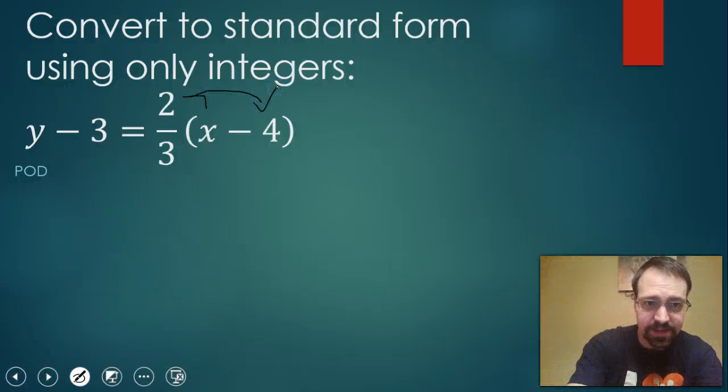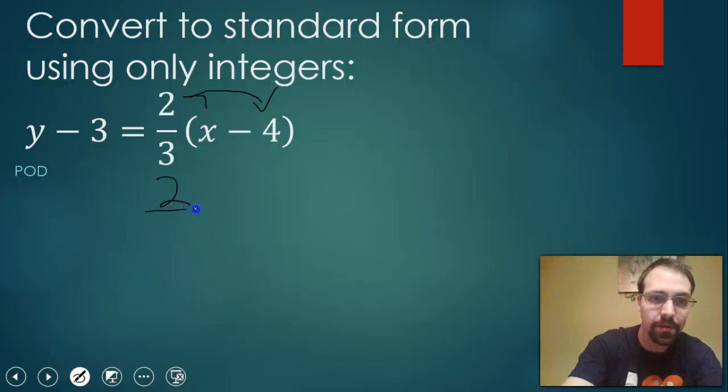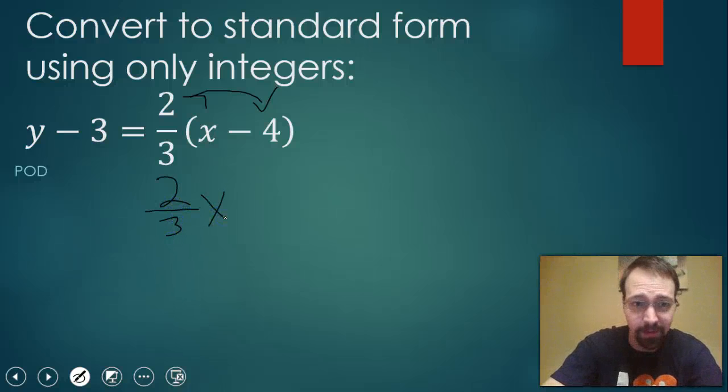2/3 times x is, didn't hear you. Yeah, 2/3 x. And 2/3 times -4 is, Mr. Brummond, we have no clue. You guys can do this. I believe in you.